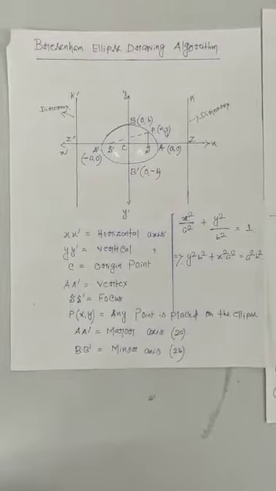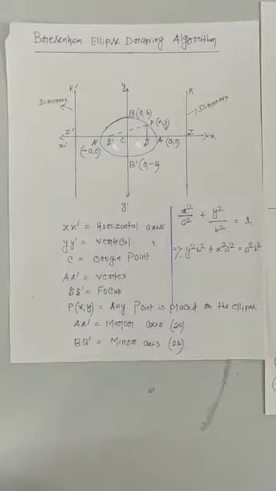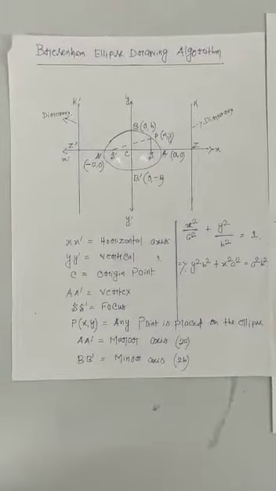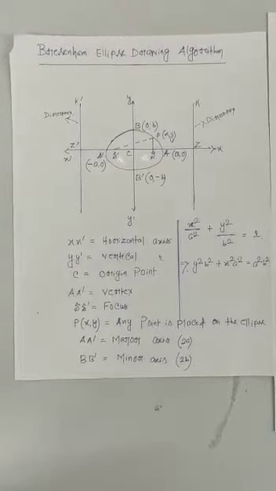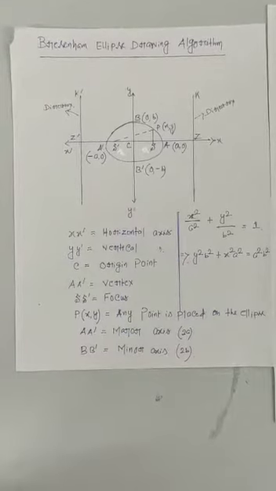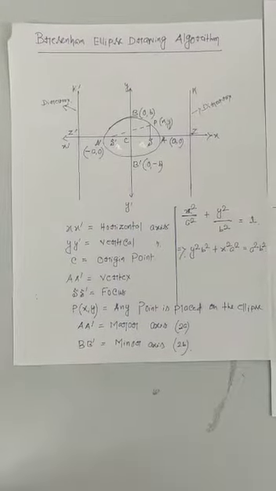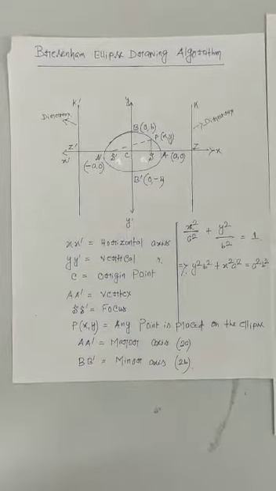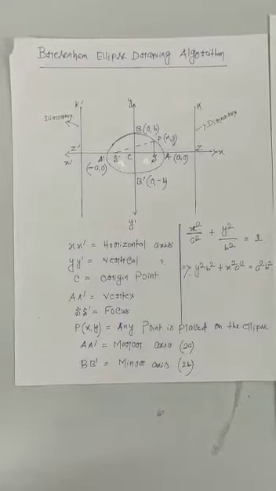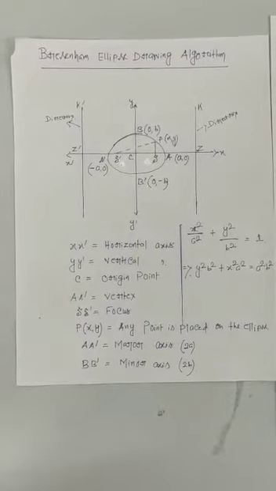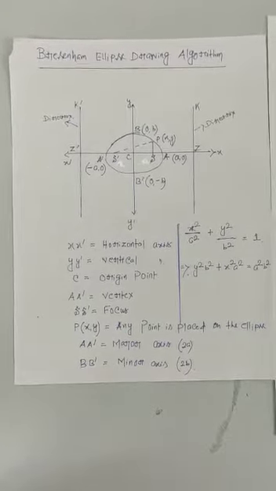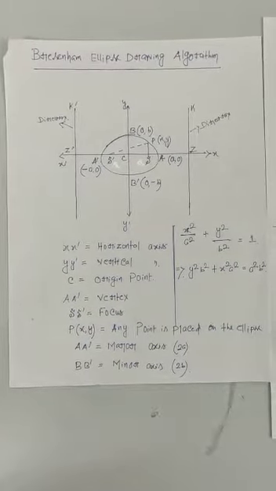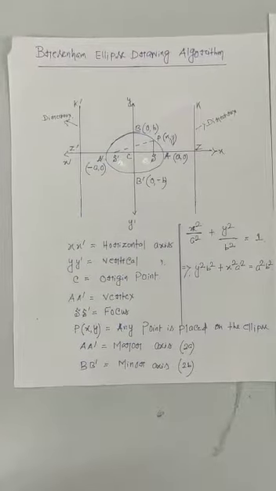We all know about the concept of an ellipse. An ellipse is a basic geometrical shape. Now this diagram represents an ellipse. In this diagram, X'OX represents the horizontal axis and Y'OY represents the vertical axis. C is the origin point. A and A' are called vertices. S and S' are called foci.